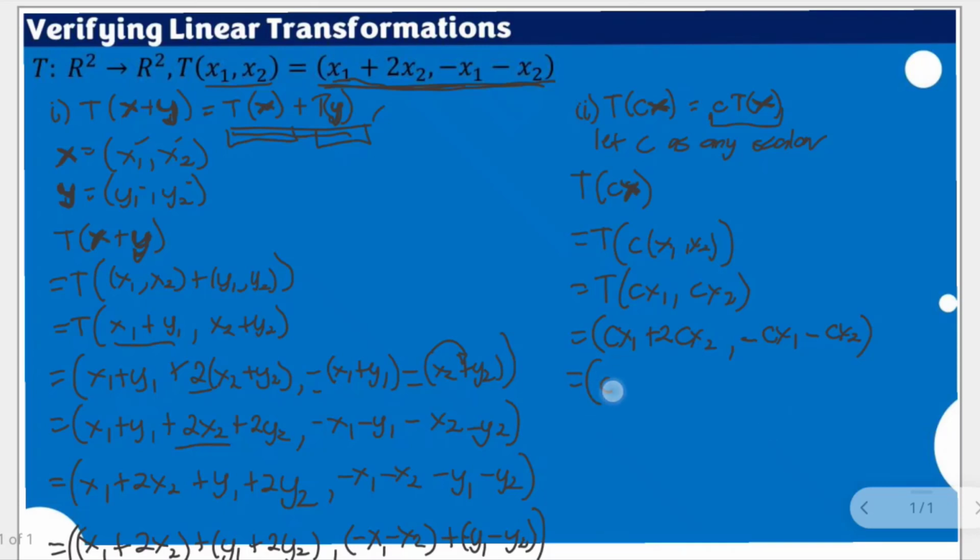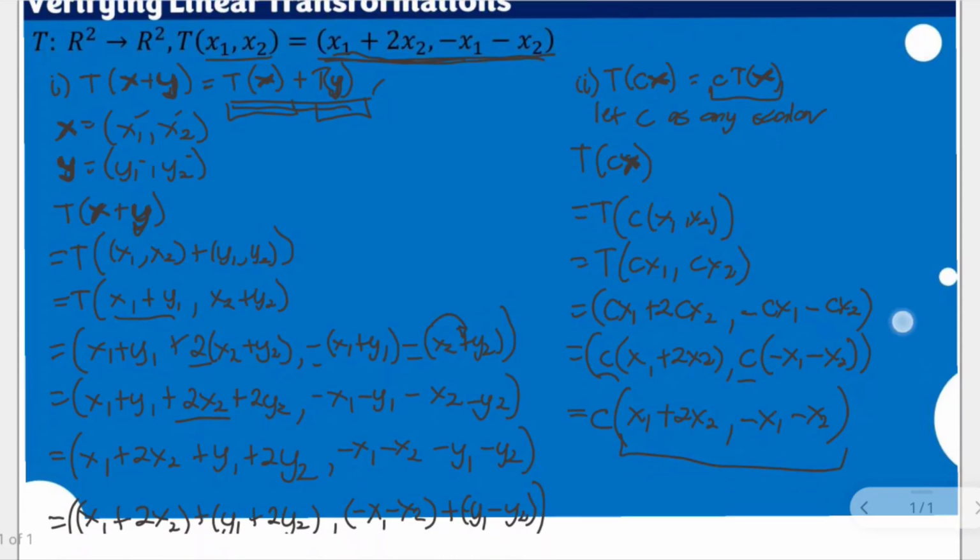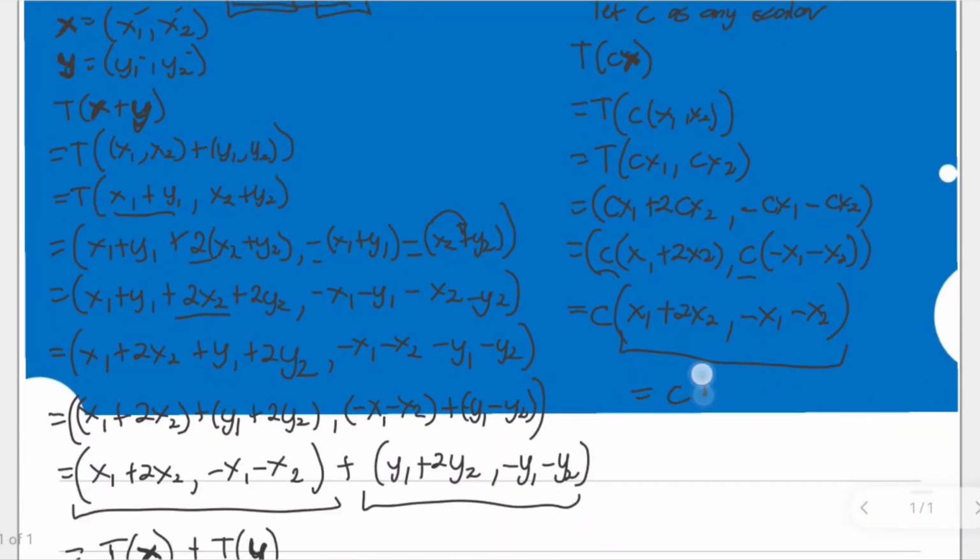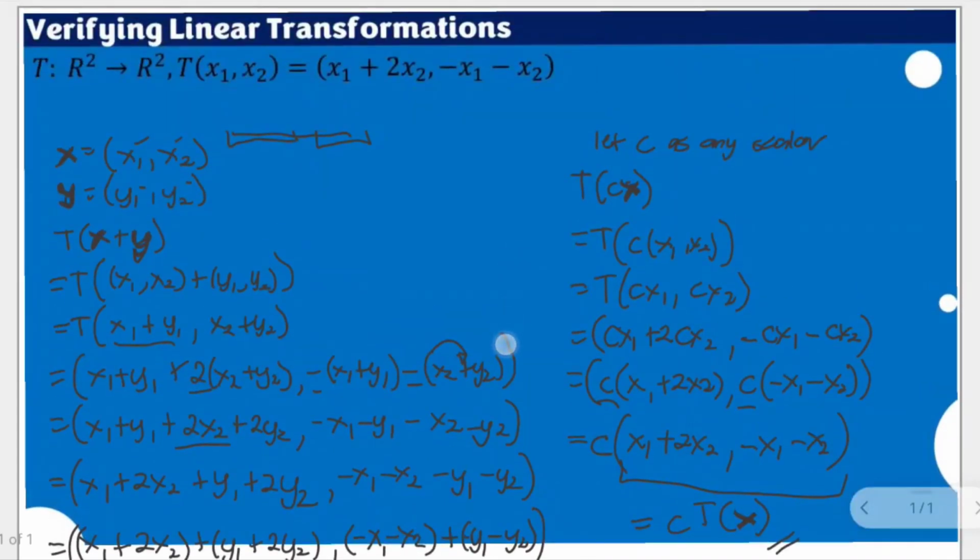We can factor out the scalar here. So you have x sub 1 plus 2x sub 2. We can also factor out the scalar C from negative x sub 1, negative x sub 2. Since the scalar is found in both components of our transformation, we can take it out. And you have C times x sub 1 plus 2x sub 2, negative x sub 1 minus x sub 2. And this is actually the definition itself. So we can say this is just C times the transformation of your vector x. So we have satisfied both conditions. This would mean that the given expression is a linear transformation.